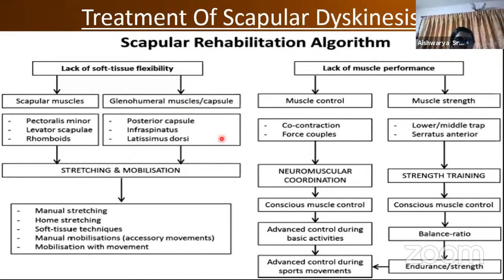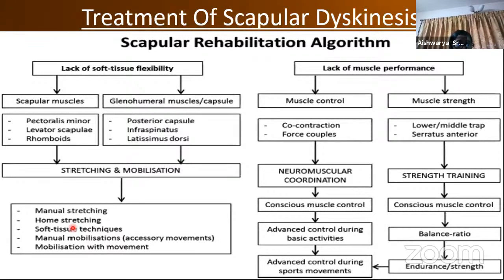Now, why is it important? It's because when you have tightness of muscles, there will be restricted range of motion and there will be pain. Okay. And also when you have restricted range of motion, then you have to do mobilization to improve the range of motion and reduce pain, and stretching to reduce the tightness of the muscles and the capsules. So mainly you try to focus on the pectoralis minor, the levator scapulae, and the rhomboids, but trapezius also is very important to be stretched and strengthened. Posterior capsule stretching, infraspinatus, latissimus dorsi, and the rotator cuff also have to be stretched and strengthened.